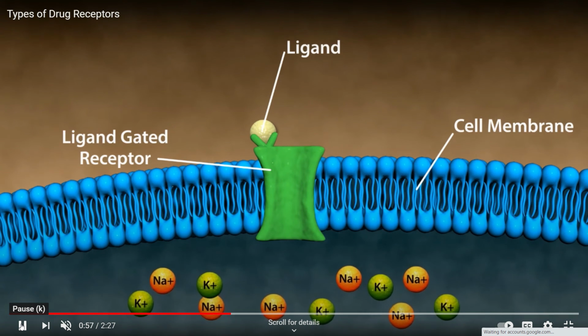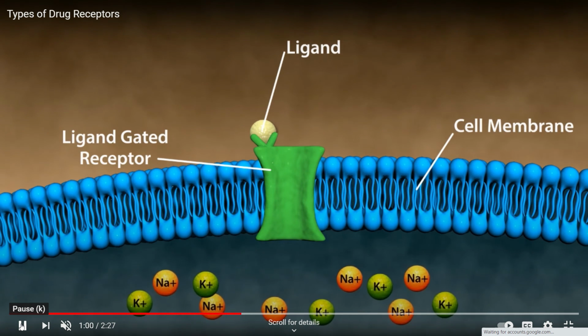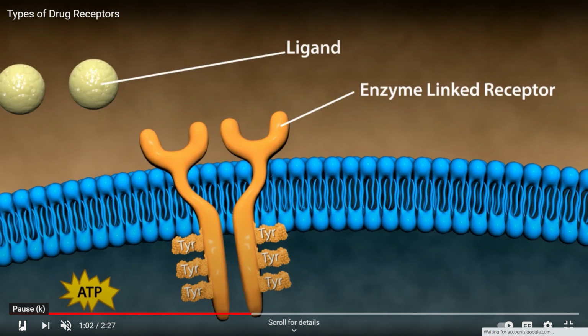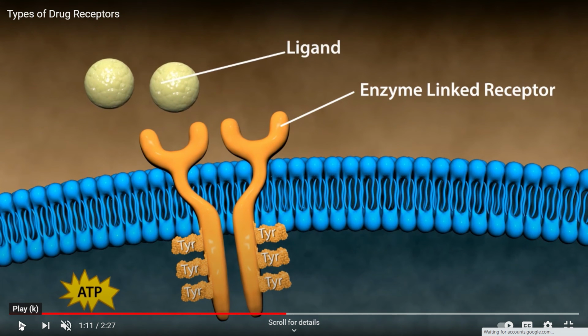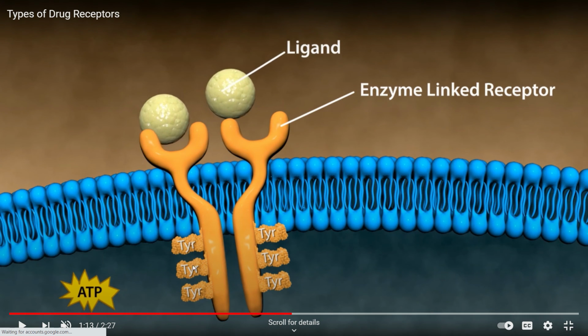How about the enzyme linked receptor? In the enzyme linked receptor class, the transmembrane receptors are enzymes or closely related to enzymes. An example, as you can see, class, is the tyrosine receptor. The binding of the ligand causes a conformational change, which results in aggregation of the receptors. Once this is formed, tyrosine is activated.